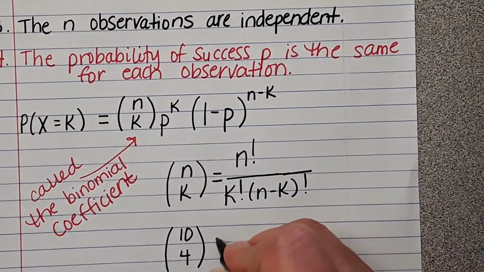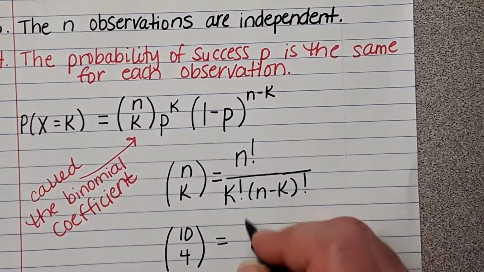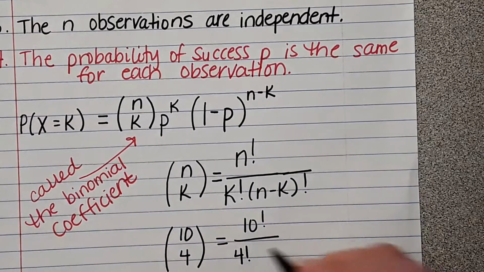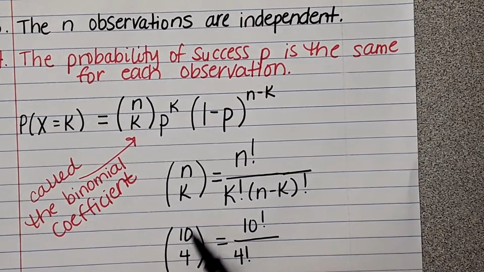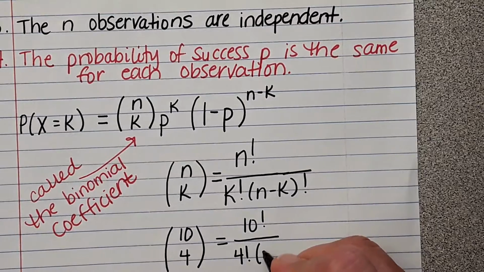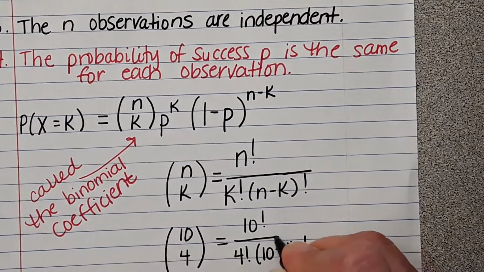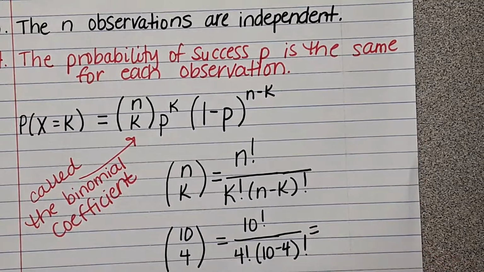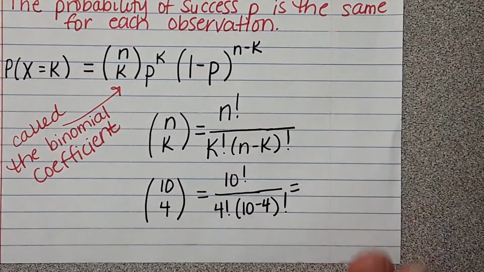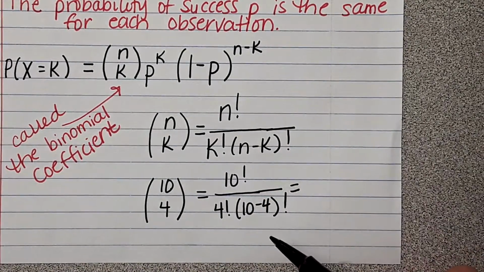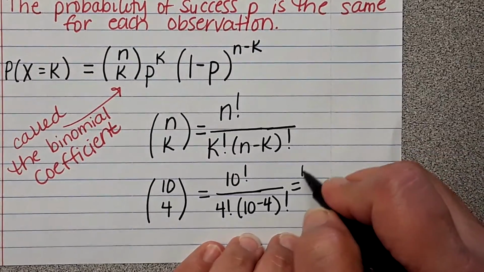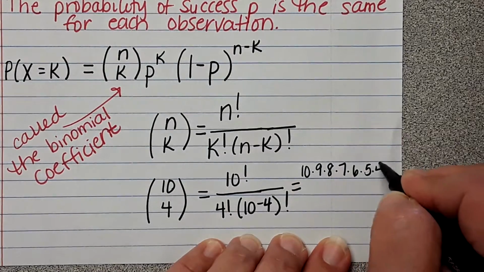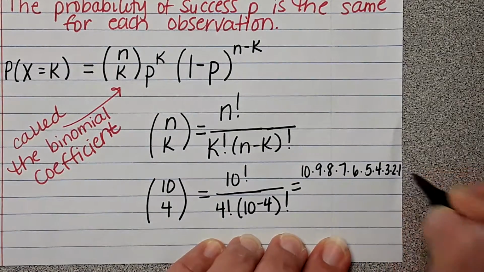Okay. So what this means is, remember, this is your N, this is your K. So you're going to do 10 factorial over 4 factorial, because that's your K. So 10 is your N, 4 is your K. And then you're going to do 10 minus 4 factorial. So you guys, it's basically, you can see you have so many successes, and then you have your failures. What factorial means is 10 times 9 times 8 times 7 times 6 times 5 times 4 times 3 times 2 times 1.